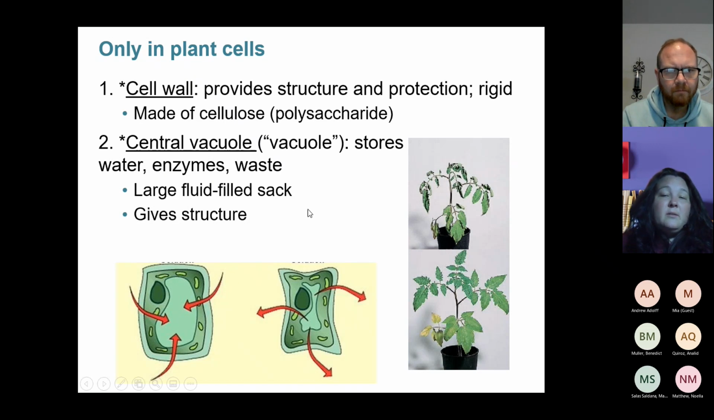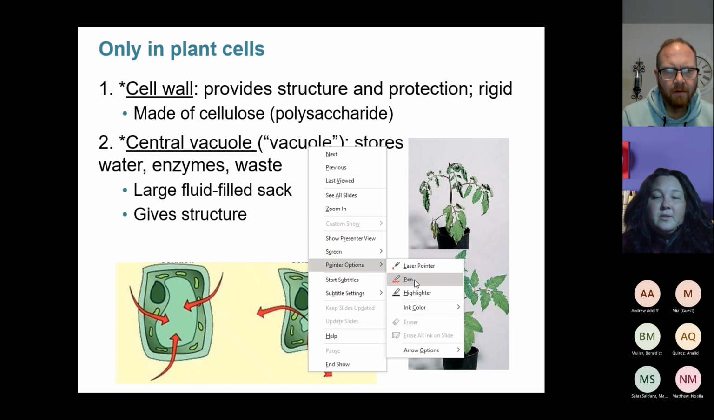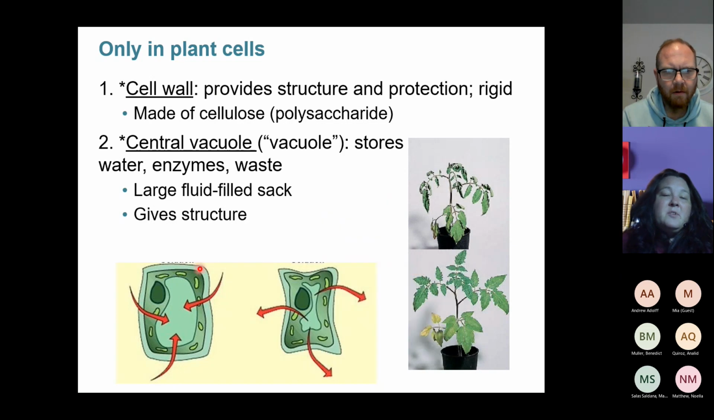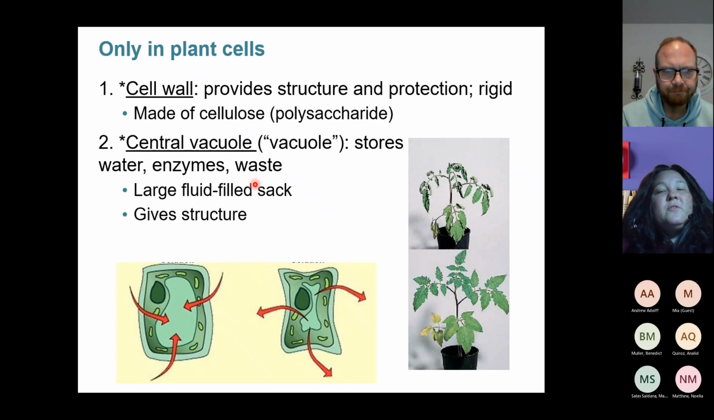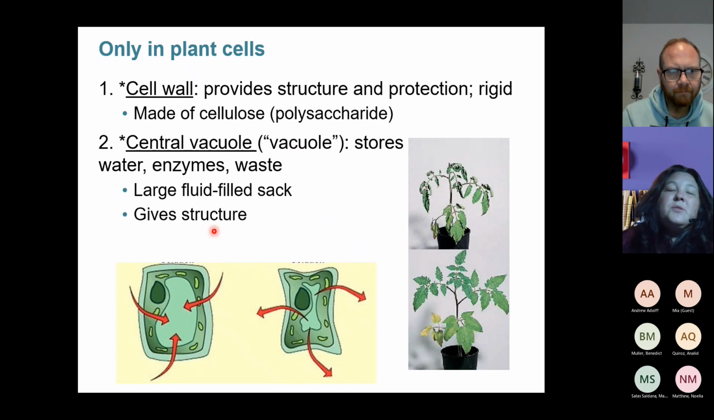In this image here, you can see the cell wall surrounding the cell, giving it some kind of structure. It's like a box. And the central vacuole is the second thing that's unique to plant cells. It's a large fluid-filled sac in the middle of the cell, and it stores water and gives structure. And it stores waste as well.